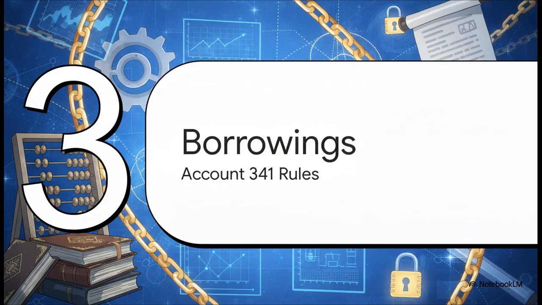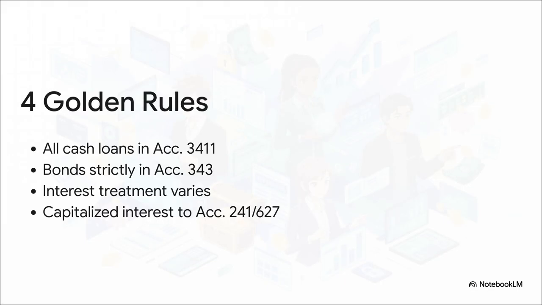Okay, everyone, still with me? Let's transition into our third topic, accounting for borrowings. There are 4 golden rules you absolutely have to remember for account 341.